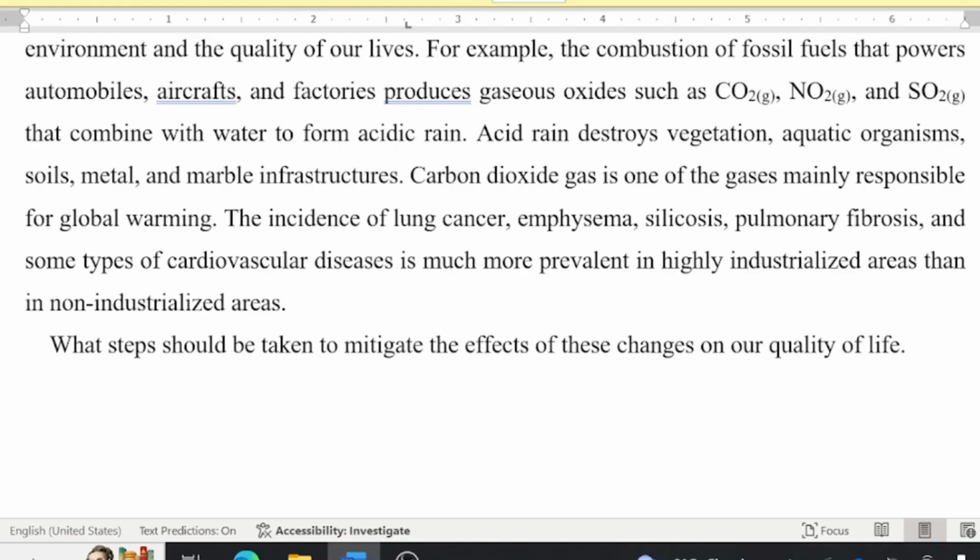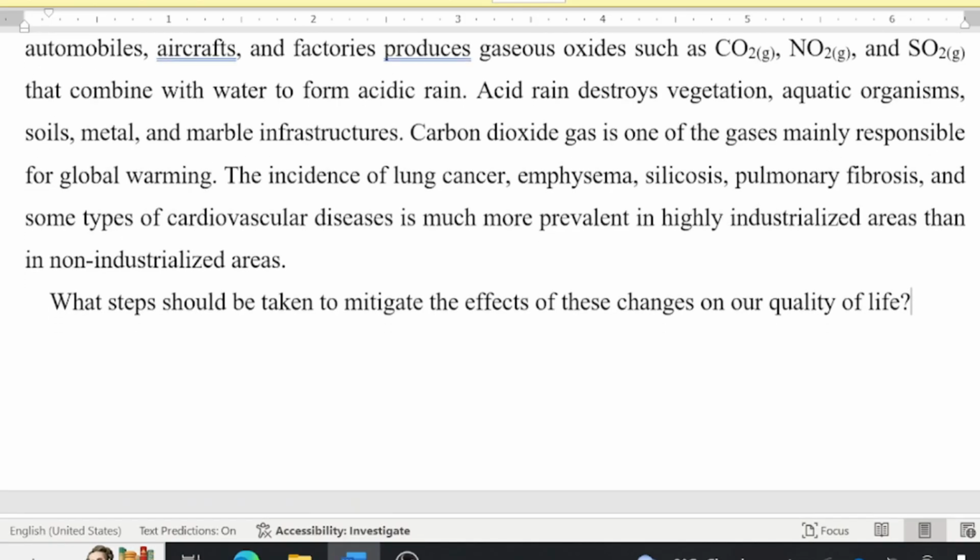The incidence of lung cancer, emphysema, silicosis, pulmonary fibrosis, and some types of cardiovascular diseases is much more prevalent in highly industrialized areas than in non-industrialized areas. What steps should be taken to mitigate the effects of these changes in our life? These are some questions for all of us to answer.